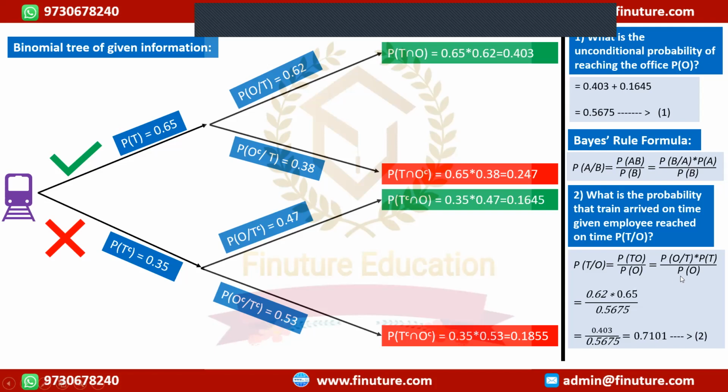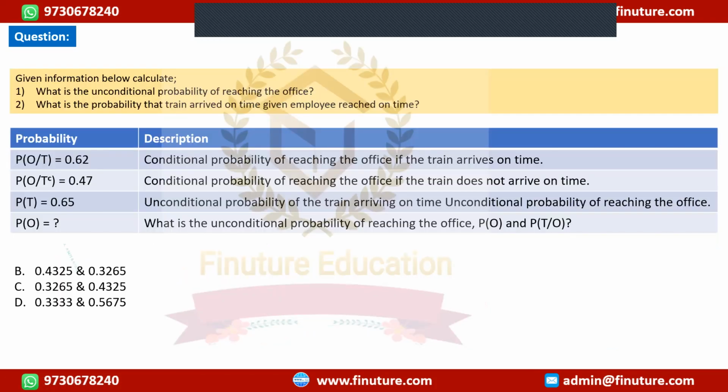So if we put these numbers in the fraction, this is the probability that we get. So 40.3% over 56.75% is approximately 71%. So the unconditional probability of the employee reaching the office is 56.75%. And the second question was the probability of the train being on time given the employee has already reached the office, which is around 71%. So these are the options. So let's see. Option one was correct for this question.